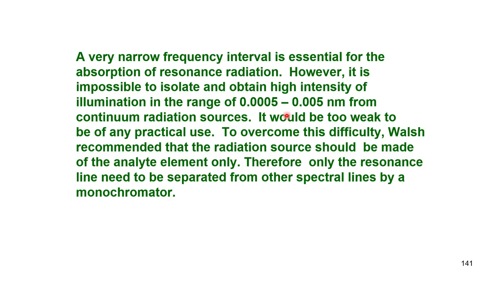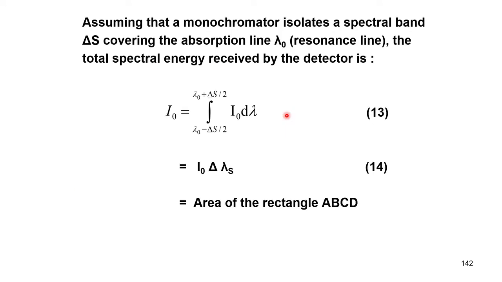So, you get spectral lines, and your job is only to separate the resonance lines of the element. Assuming such a monochromator isolates a small spectral band delta S covering the absorption line lambda 0, that is the resonance line, what is the energy received by the detector? Imagine I have a lamp made of this element, some space, and a detector. The total amount of energy the detector receives is the sum total of all the wavelengths coming out from the system, all resonance lines.